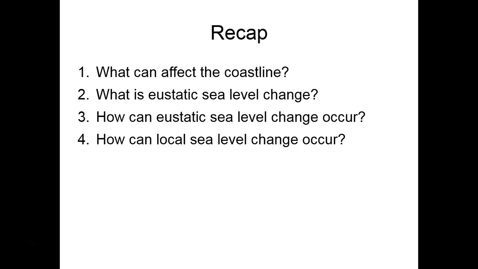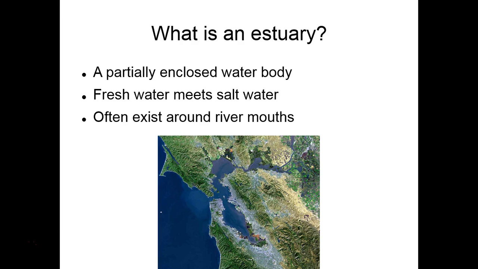What about local sea level? How can that change? So you should have said that local sea level can change due to tectonic activity, which might cause uplift of the land, which would cause sea level to go down, or it can cause subsidence of the land, which would cause the sea level to rise. And it can also be caused by storms and wave activity as well.